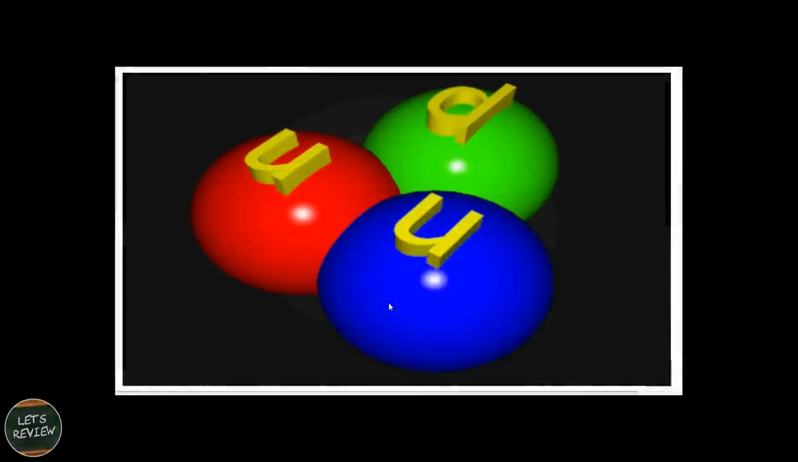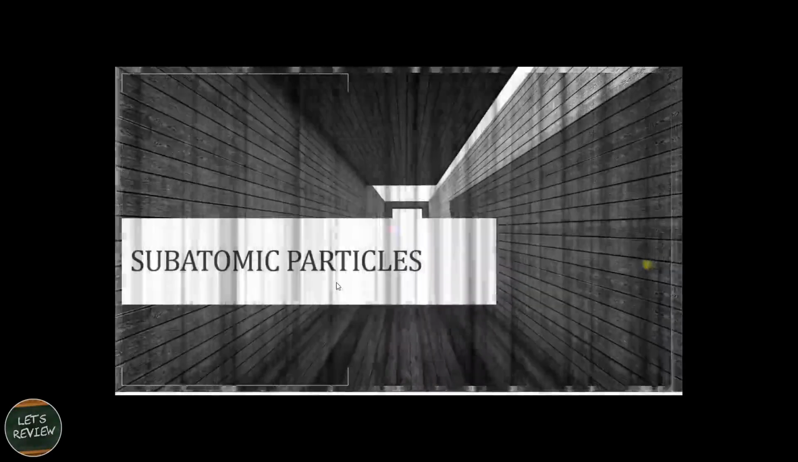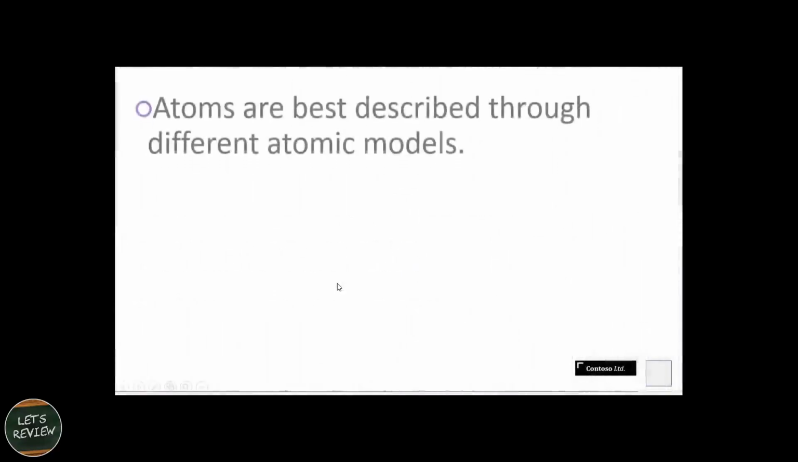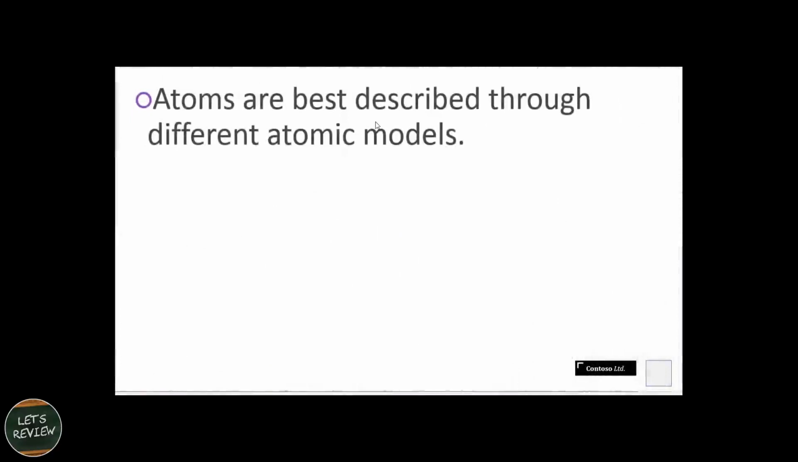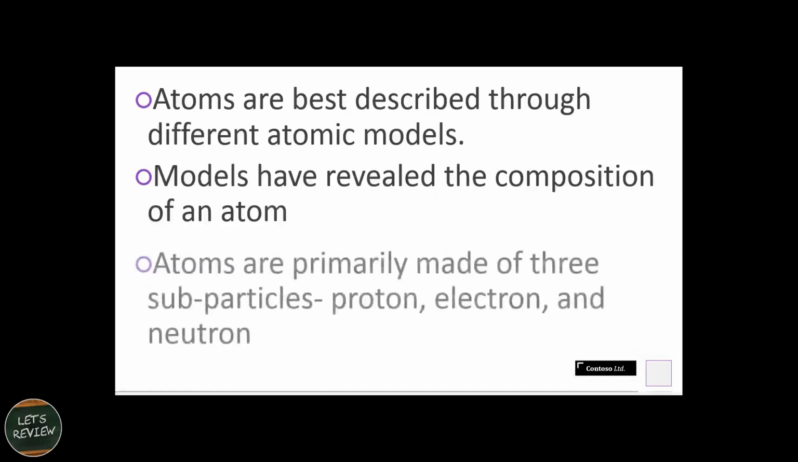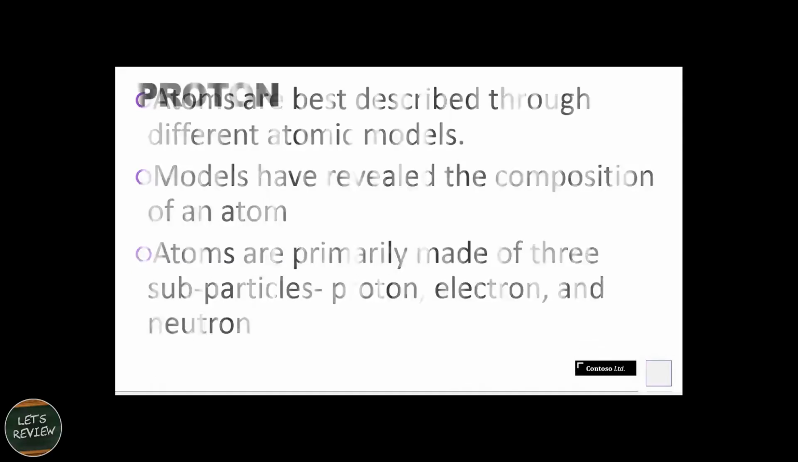This time, we're going to talk about the components of the atom, or what we know as the subatomic particles. Remember that atoms are best described through different atomic models done by different scientists, and models have revealed the composition of an atom, and atoms are primarily made of three subparticles. Those are the proton, the electron, and the neutron.